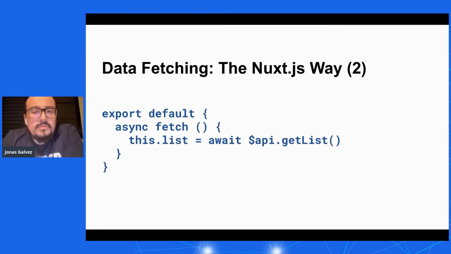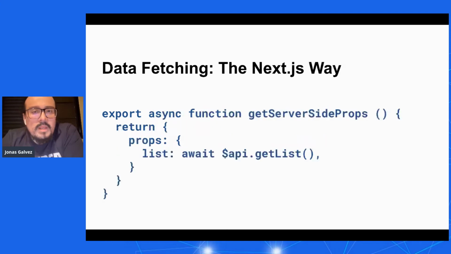You have the new Nuxt.js way, which is to use the fetch method that you attach to a component. You can call it asynchronously, and it will retrieve whatever data your component needs to be rendered. And there's also the Next.js way, where you export a getServerSideProps function that basically does the same as Nuxt asyncData and fetch.